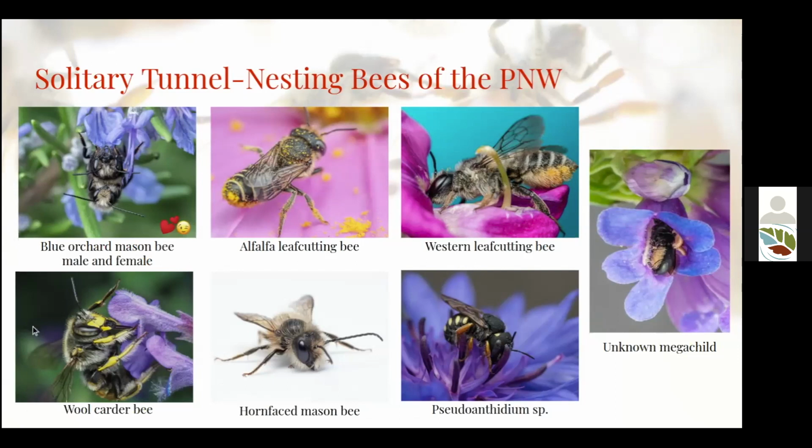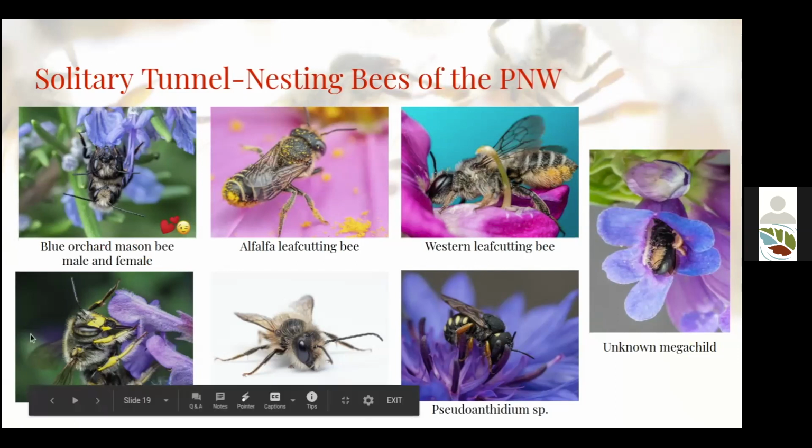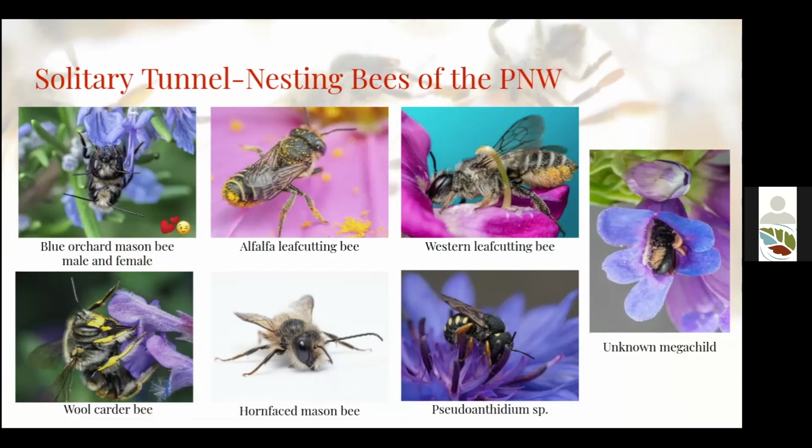And then wool carder bees are also very closely related. So all of these solitary tunnel nesting bees are in the same family, and that is Megachilidae. And so they are megachilid. They were introduced from Europe, but they nest in a similar strategy and do provide important pollination services as well.